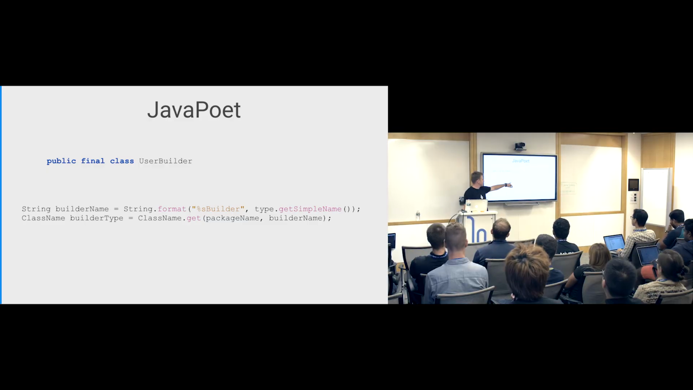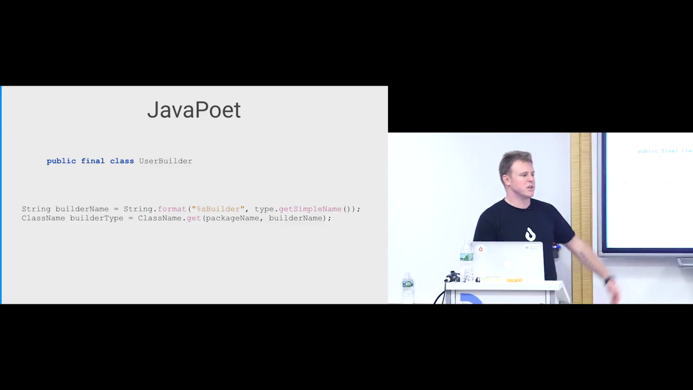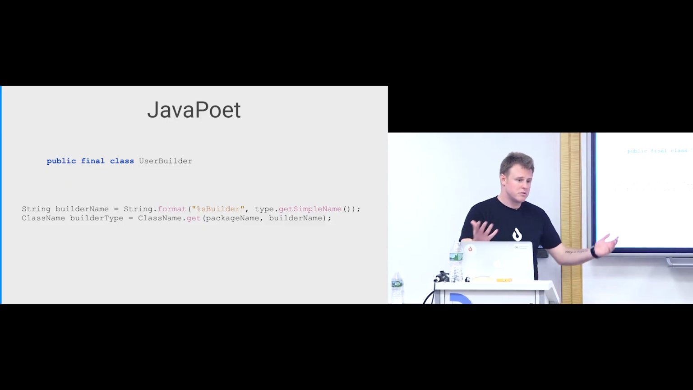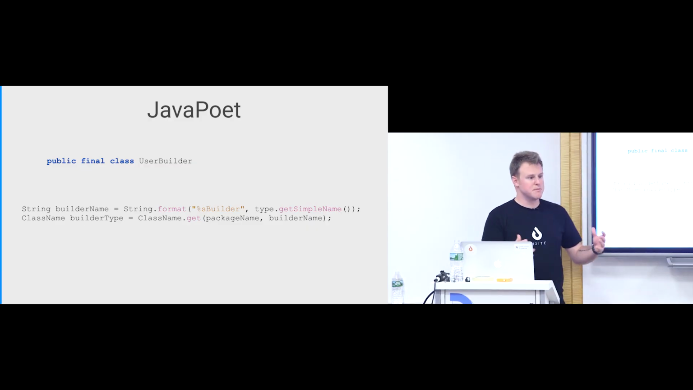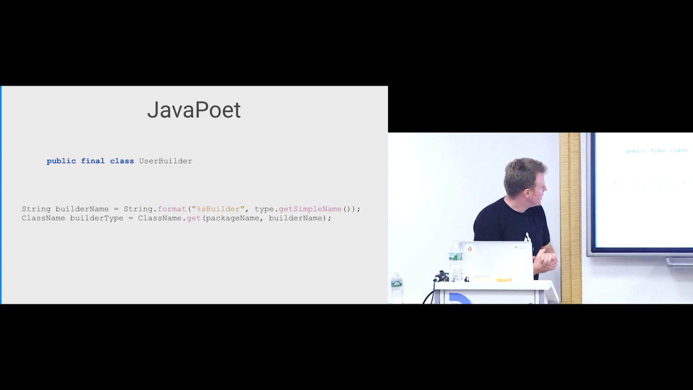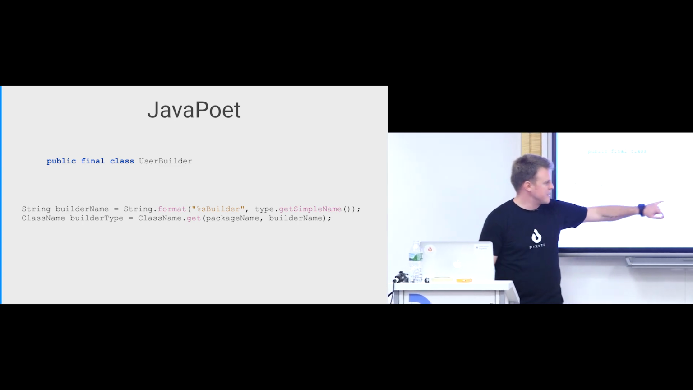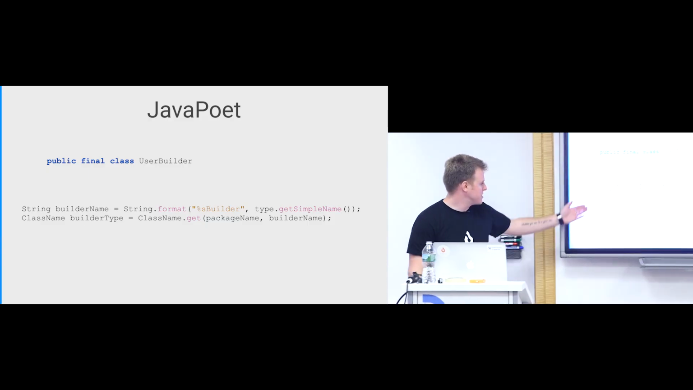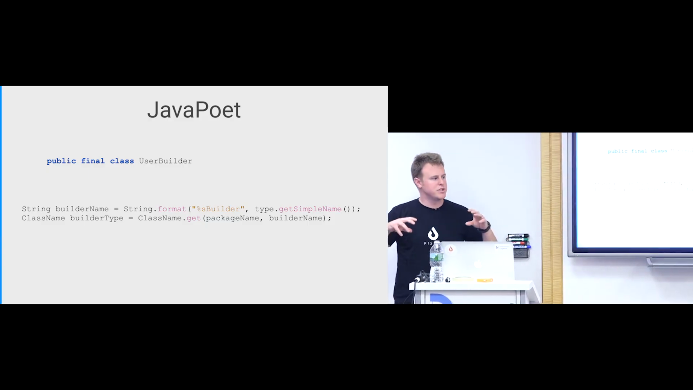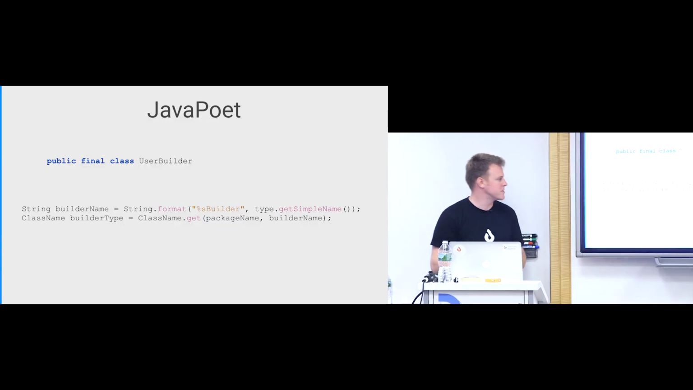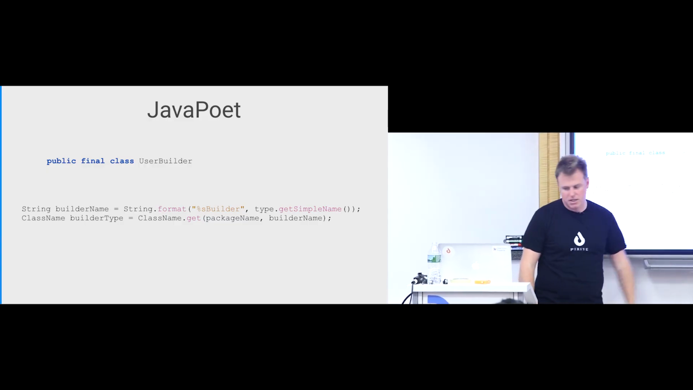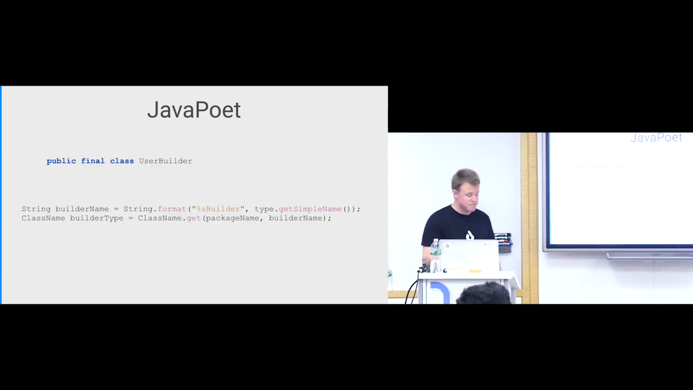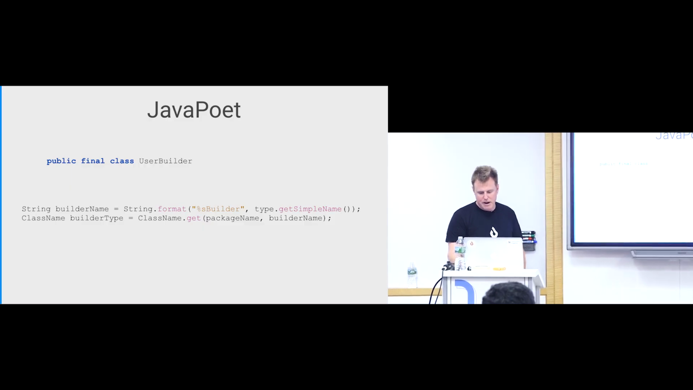So in this case, we're going to format a string. Whatever the type simple name is, user in this case, we're just going to add builder to it. So you could imagine this could be a builder, or it could be a building builder. Who knows? But that's somebody else's problem. What we use in Java Poet is ClassName.get. And that returns this ClassName object, which is a way that we can represent class names. So we just give it a package and a builder in the builder name string, and that gives us something we can reference.